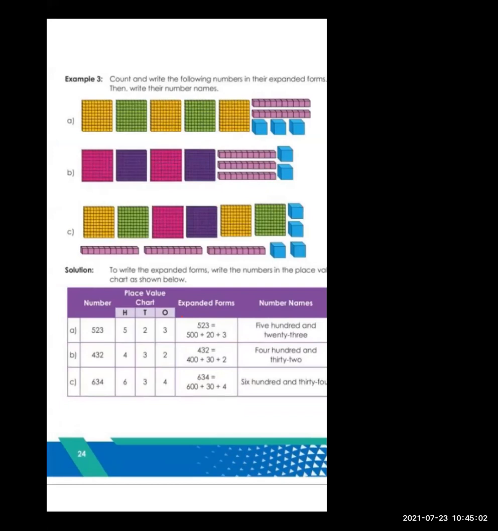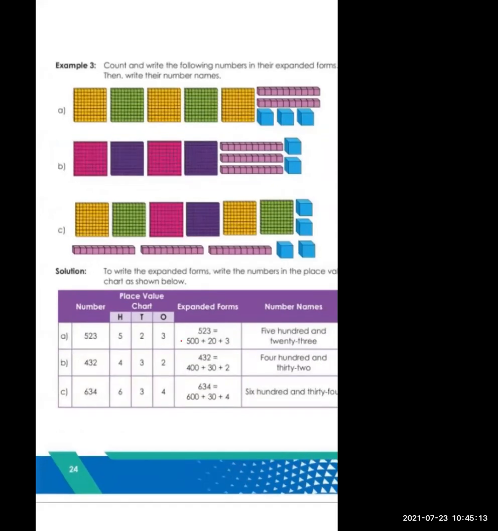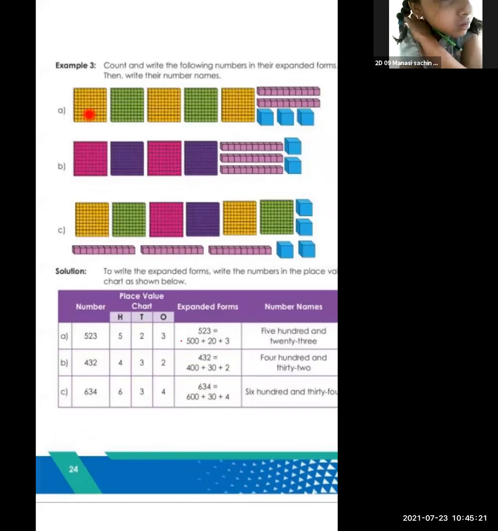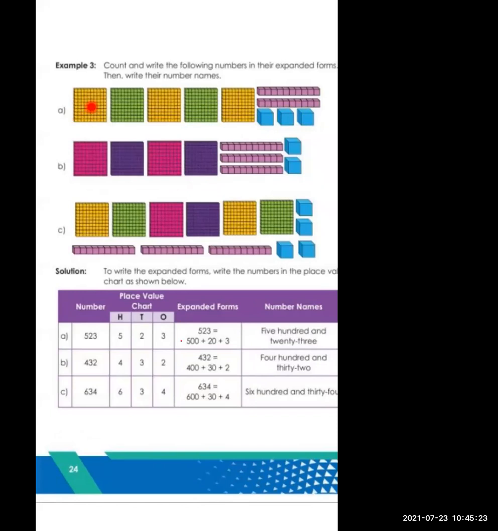There are some blocks there, some cubes on the screen. Okay, you can see question number A. So this is the 100. This is 100. So how many hundreds are there? Just count and tell me. How many hundreds are there?